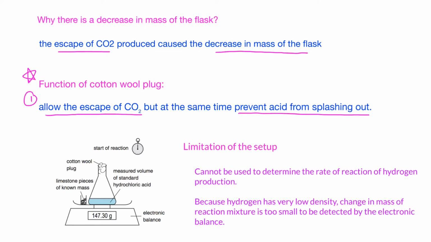So what is the limitation of this setup? As I've mentioned before, this setup is not suitable for gas production which produces a very light gas. So this one cannot be used to determine hydrogen, because hydrogen has a very low density. Because it has a very low density, the change in mass of the reaction mixture is too small to be detected by the electronic balance. If we're just using the electronic balance in the school lab, it is not accurate enough or sensitive enough to measure these changes. So therefore for hydrogen, we do not prefer to use this setup.